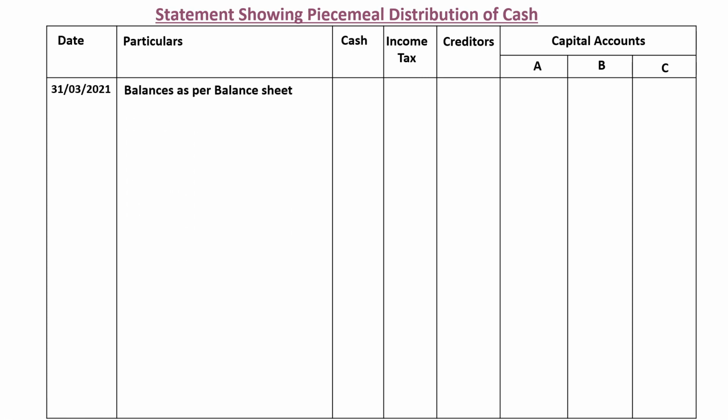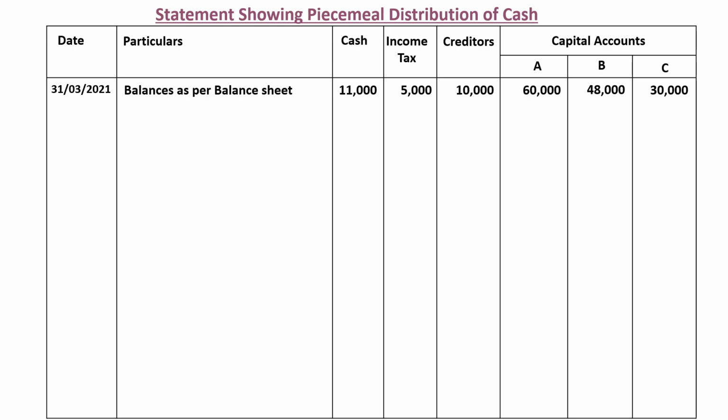On that date we need to record the balances as per the balance sheet. See, in the particular column we have to write balances as per balance sheet, and we know that cash balance is 11,000, income tax 5,000, creditors 10,000, A's capital 60,000, B's capital 48,000, and C's capital is 30,000. So see friends, at the beginning we have recorded balances as per the balance sheet, right?